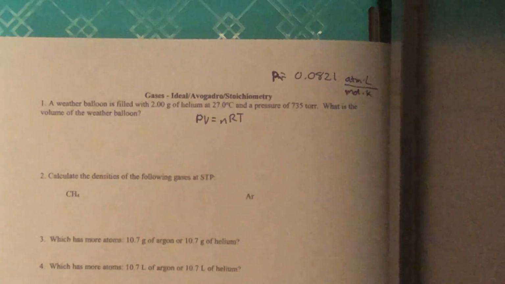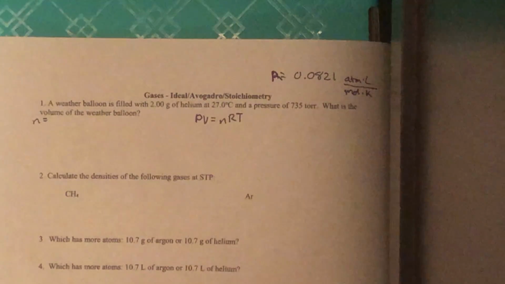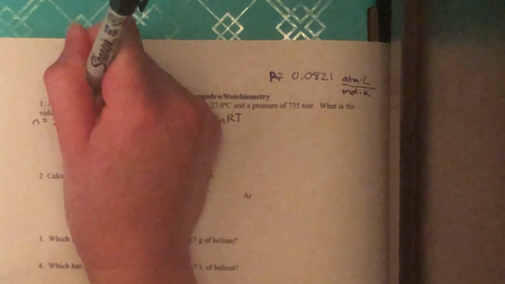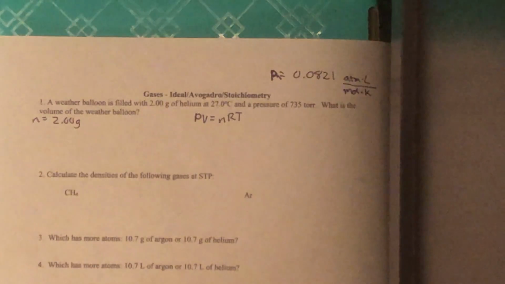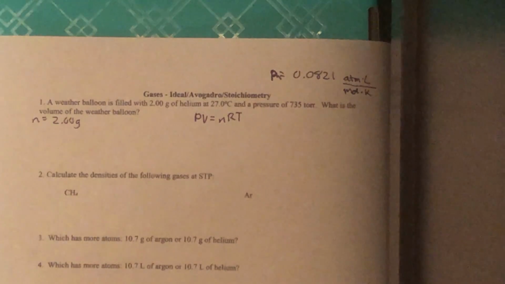So first, we're not given moles here, so how do we find that? We're going to use the grams. So n, or our number of moles of the gas, we're given that we have 2 grams of helium. So how do we find moles from grams? We're going to use the molar mass. So if we look for helium on the periodic table, it's about 4 grams per mole.